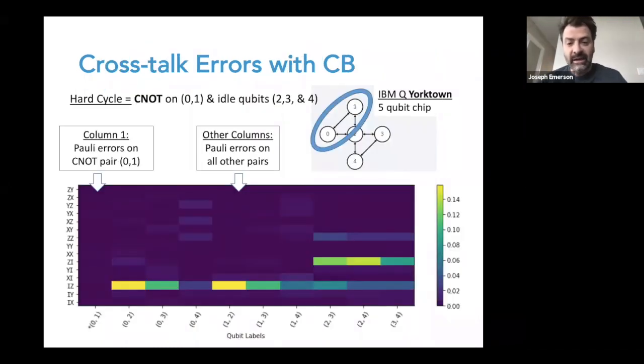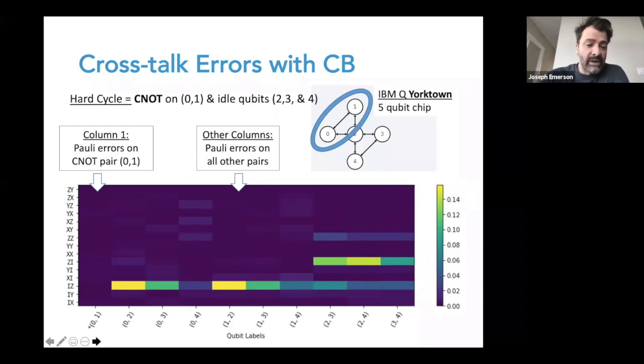Even more interesting is this data from the IBM Q Yorktown 5-qubit chip, where what we're doing here is a CNOT on qubits 0, 1, which is circled in blue, and we're idling qubits 2, 3, and 4. That's what the hard cycle is. And then of course, the experiment itself involves applying single qubit Pauli gates randomly in the sequence. So we're seeing the errors. The CNOT of course dominates the errors, and so the errors from the idling qubits are negligible on this scale. The errors from the single qubit twirling are negligible. The errors on the idle qubits are not negligible. And that's the story of this slide.